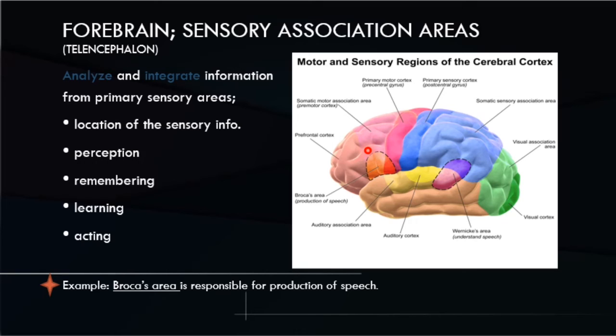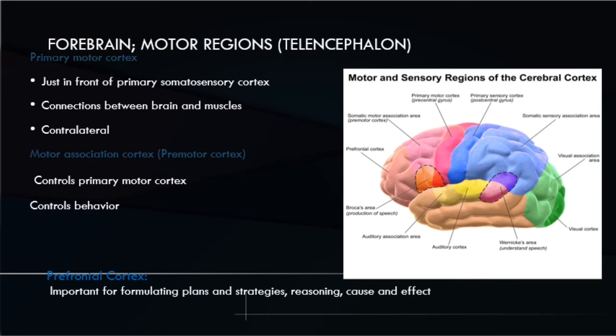So one example that is important, hint, hint, is that Broca's area is responsible for production of speech, not understanding, but producing speech. It's one of the association areas. So motor regions are the regions that send a message to your muscles for your voluntary movements. So you tell your hand to grab this, or tell your feet to walk, or whatever it might be, right? So we have the primary motor cortex that is right in front of the primary somatosensory. So sensory here, motor is here. That's the primary region.